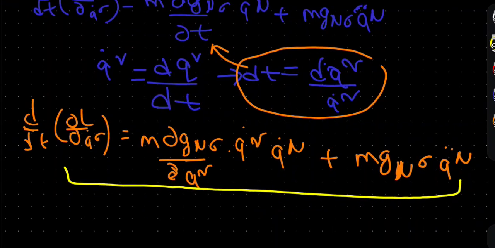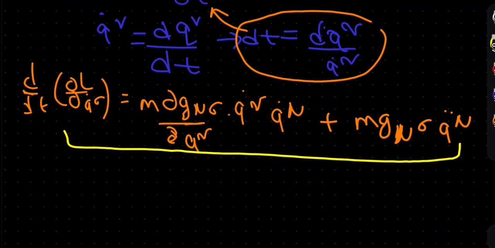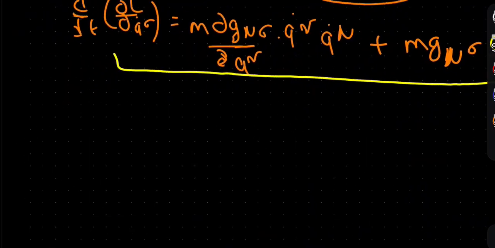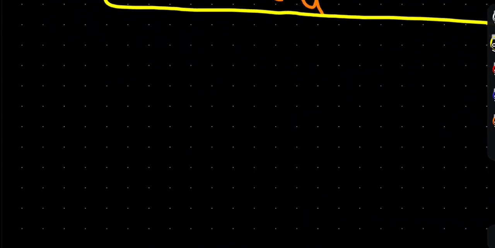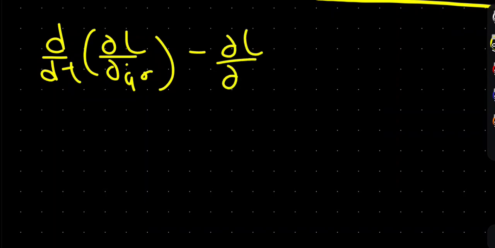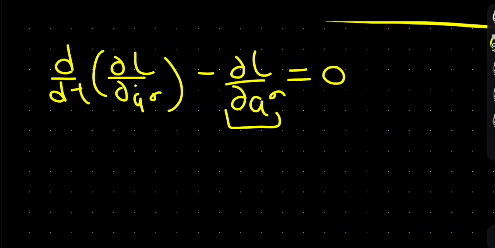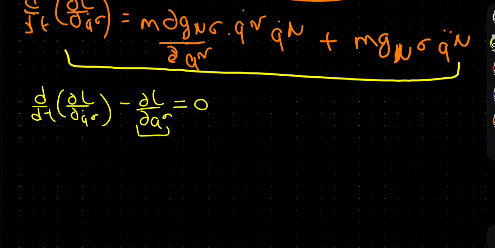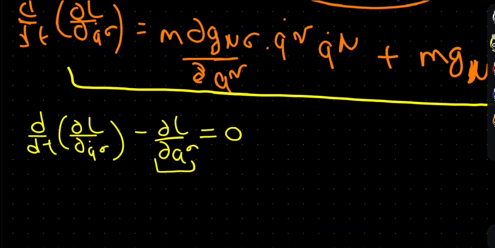Now we are going to use the Euler-Lagrange equation, which I hope you know. It's d by dt of del L by del q dot sigma minus del L by del q sigma is equal to 0. I have found this particular value, and the value of this is here. So now I only have to put in the formula.